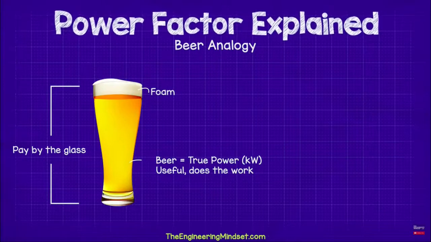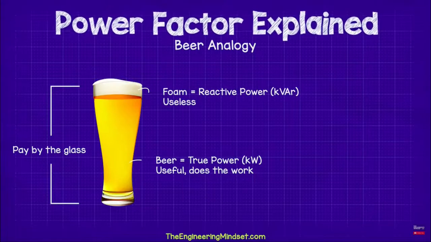This is the useful stuff we want and need. This is what does the work. The foam represents our reactive power, or our kVAR, kilovolt amps reactive. This is the useless stuff. There will always be some, we have to pay for it, we can't use it, so we don't really want much of it. It does actually have a use and a purpose, but we'll see why later in the video.